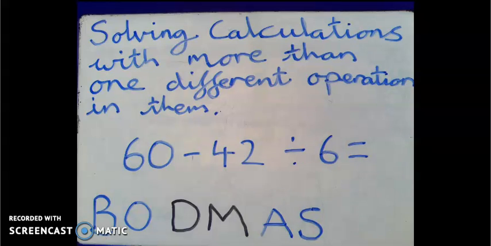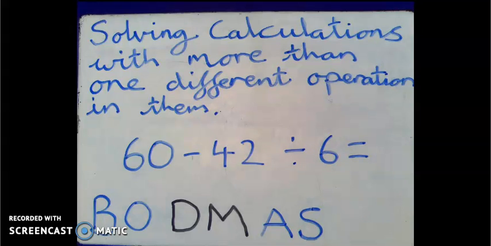In this lesson, we're going to be looking at solving calculations with more than one different operation in them. As you can see here, we have 60 subtract 42 divided by 6. We have two different operations. We have subtraction and we have division.